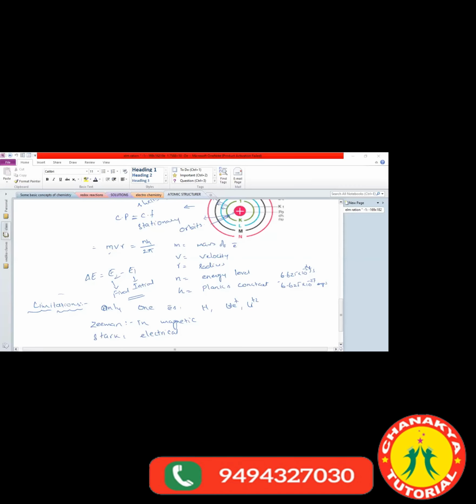Bohr's atomic model, okay. Yes, sir. What are the limitations of the Bohr's atomic model? We discussed the Bohr's atomic model. What are its limitations? It did not give the structure of the atom. Yes, it didn't explain the structure of atoms which contain more than one electron. Okay. Next, what is another limitation?